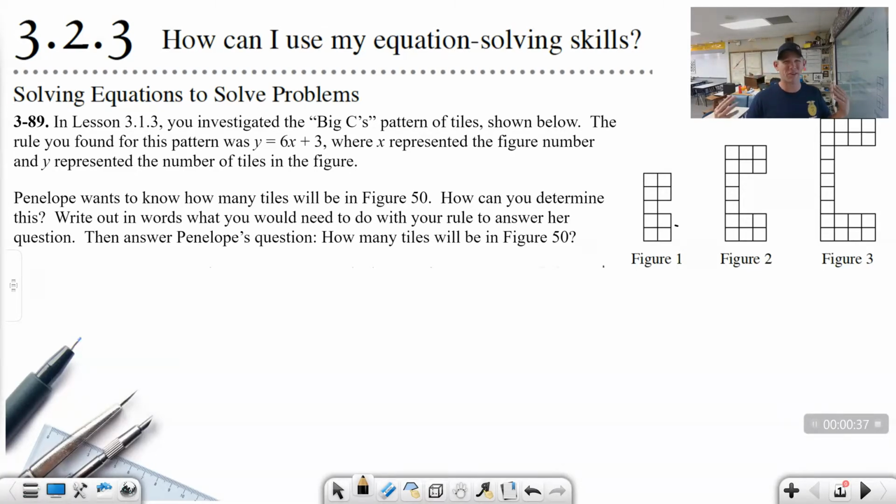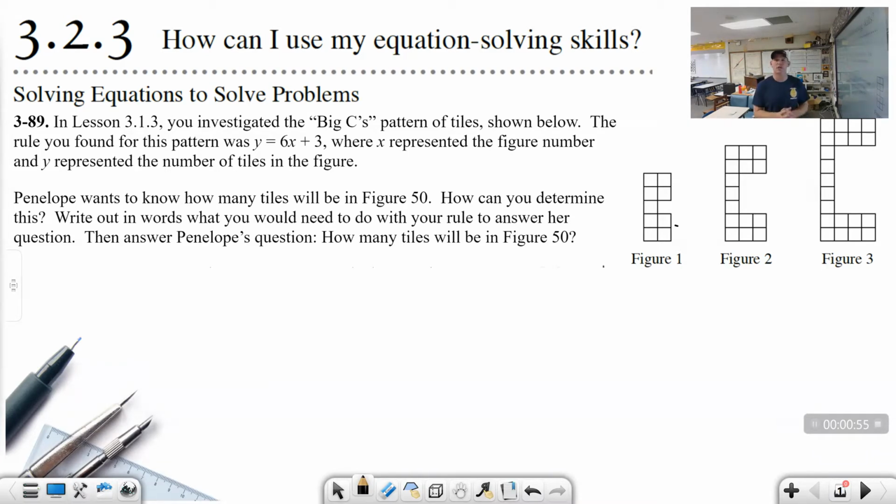And in real life, later on down the road, some of you might feel like, I'm not going to use this, Mr. McCoy. I'm trying to give you a way of thinking, problem solving skills. And that's what this is really about. So, solving equations to solve problems.